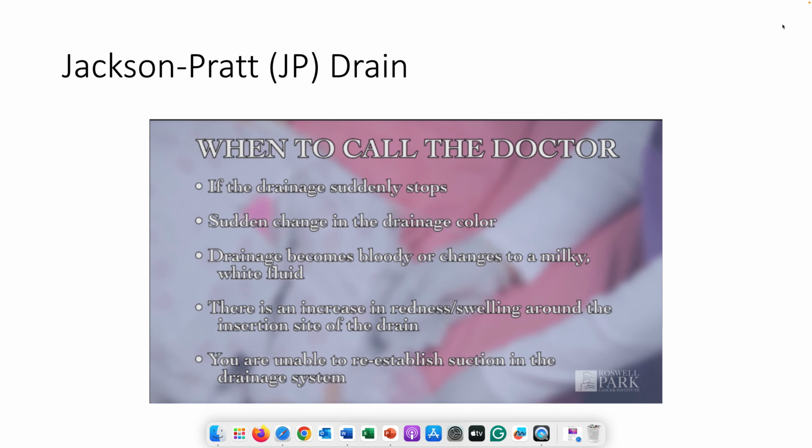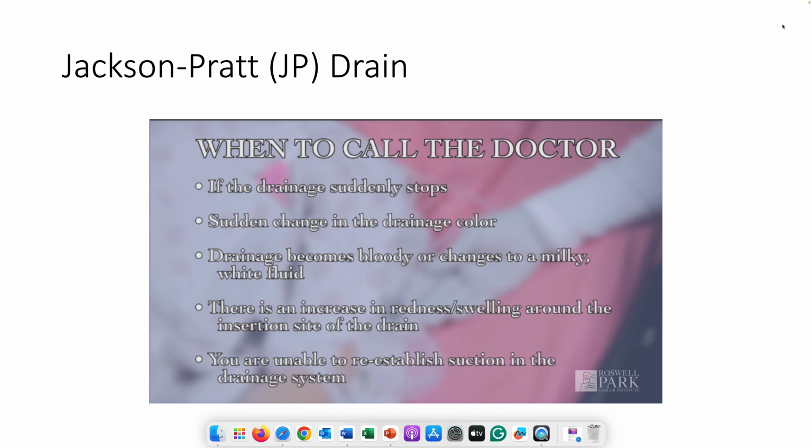When to call the doctor: if the drainage suddenly stops, since the drainage should decrease gradually, not abruptly; if there's a sudden change in the color of the drainage, which should gradually change from blood to straw-colored fluid; if the drainage becomes bloody again or changes to a milky white fluid; if there is an increase in redness or swelling around the insertion site of the drain; or if you are unable to re-establish suction in the drainage system.